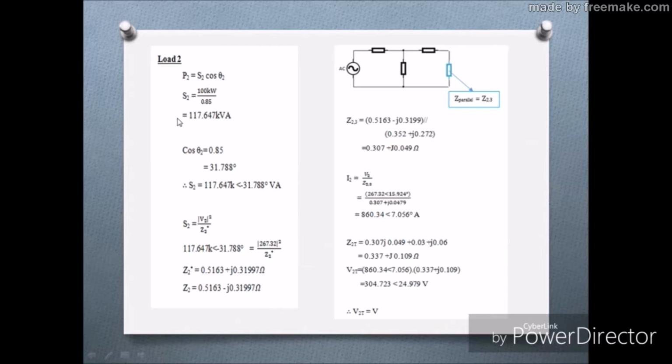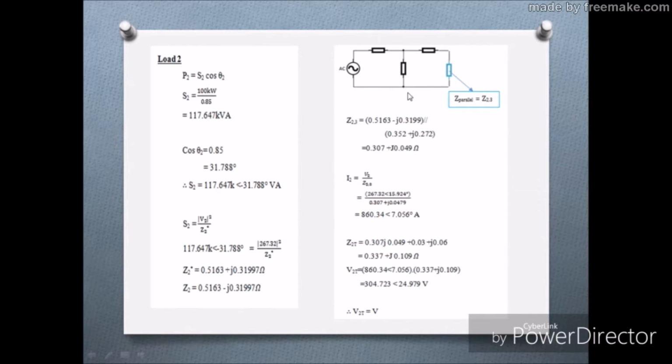We substitute the value that we had been given. Then we're going to find the angle for this complex number. So this is the complex number for load 2. As we had obtained the complex number, we're going to use the same formula as load 1 in order to find the Z2, Z load at load 2.